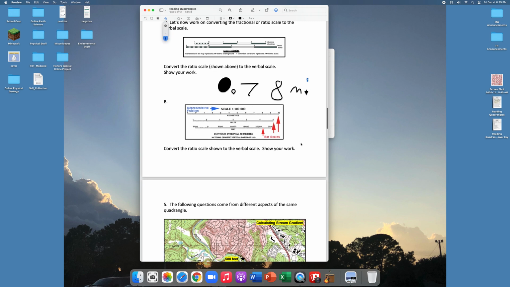Okay. You do the same thing for the bottom example. This is 1 inch is 100,000 inches. So you take 100,000 divided by 12 equals some answer, and then divided by 5,280, and that equals 1.57.